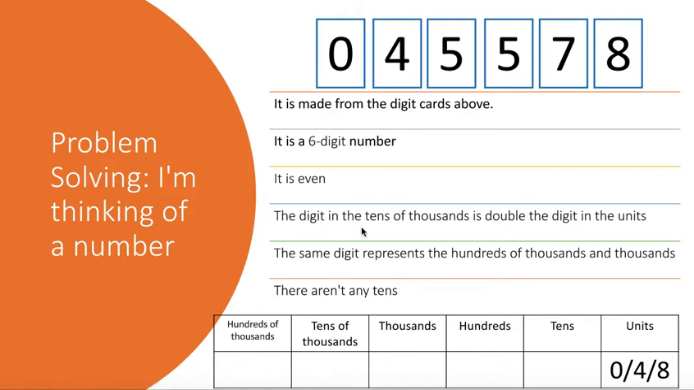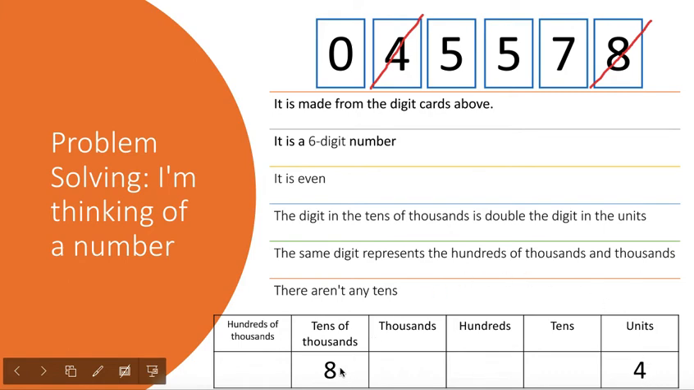The digit in the tens of thousands is double the digit in the units. So the number in the tens of thousands has to be double something in the units. Well, double 0, 0, could be that. Double 4 is 8. That would solve our problem. Let's try it. So we put the 4 in the units, it's still an even number, and an 8, which is double 4, in the tens of thousands.